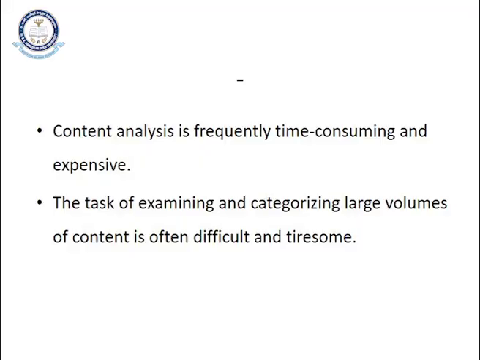So far we have learnt about the definitions of content analysis, types of content analysis, various steps involved in content analysis, and advantages and disadvantages of content analysis.